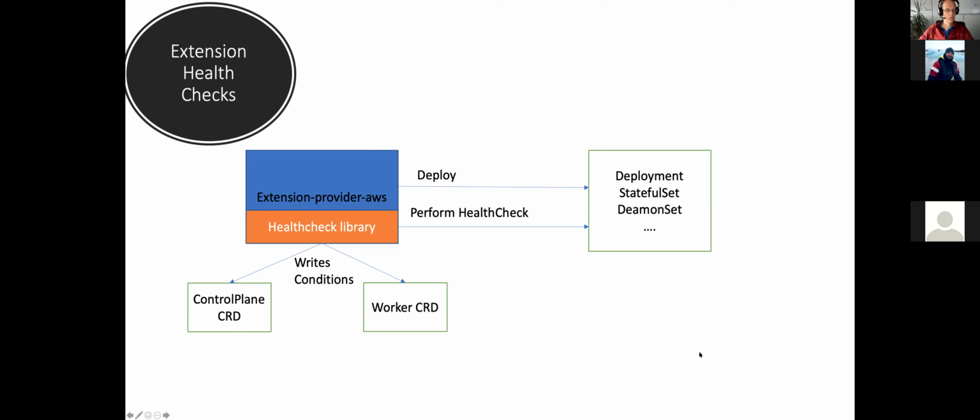And then once it performed these health checks, it writes certain health check conditions back to the specific extension CRDs. For instance, the worker CRD or the control plane CRD. We will look later into it in more detail.